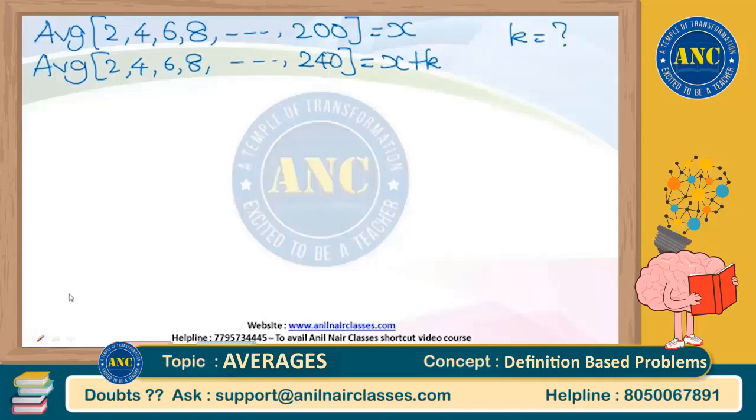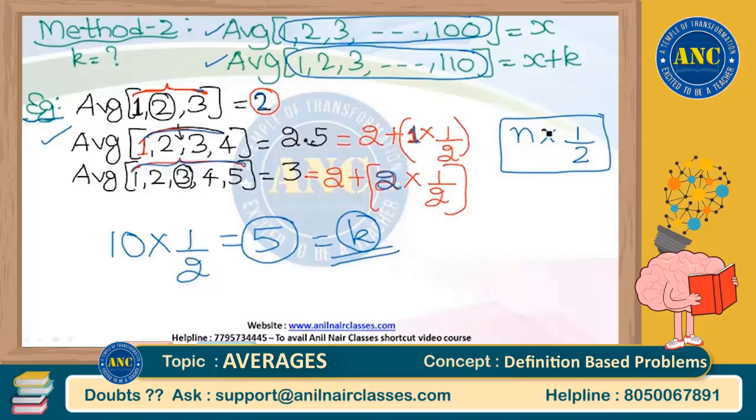Now listen carefully, sir. Actually, truly speaking, I wrote it as n into 1 by 2, but actually it is n into d by 2, where d is nothing but common difference between the terms in arithmetic progression. Common difference in this example is 1. 2 and 3 difference is 1, 1 and 2 difference is 1. Therefore I wrote it as n into 1 by 2. D actually represents common difference.